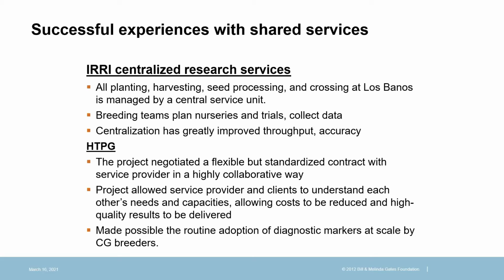And this really made possible the routine adoption of diagnostic markers at scale by CGIAR breeders, and drove the system from very expensive and low density SSRs used not in a routine way to much higher density and cheaper SNPs that are used as an initial selection step, and as a result have also been made available to many of our national partners, commercial partners. Next slide, please.